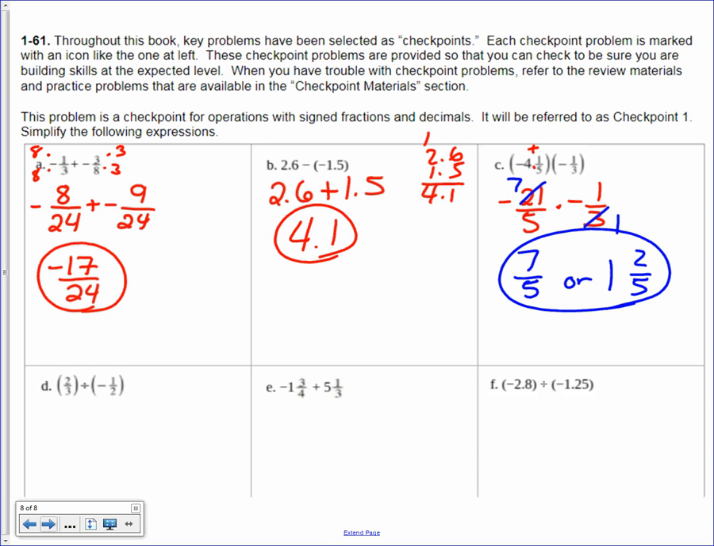For D, I'm dividing, so I need to do keep, change, flip. So I get 2/3 times a negative 2 over 1. Multiply across, I get a negative 4/3, or negative 1 1/3.